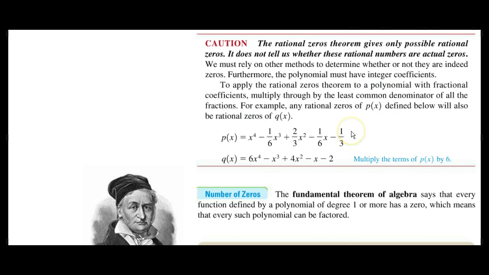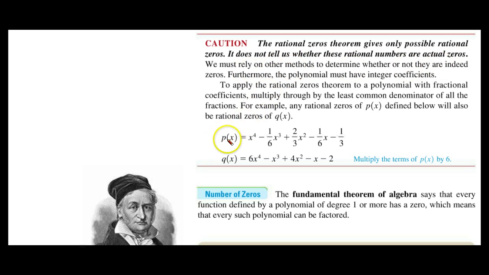Now they are giving us a very important caution here. It says the rational zeros theorem gives only possible rational zeros. It does not tell us whether these rational numbers are actual zeros. So you must rely on other methods to determine whether or not they are indeed zeros.